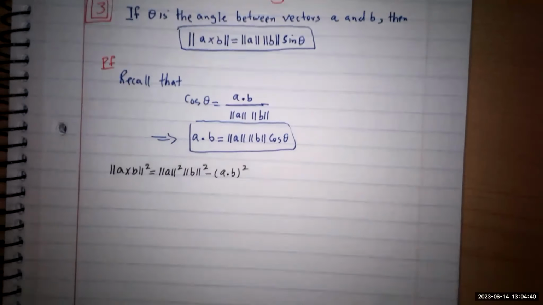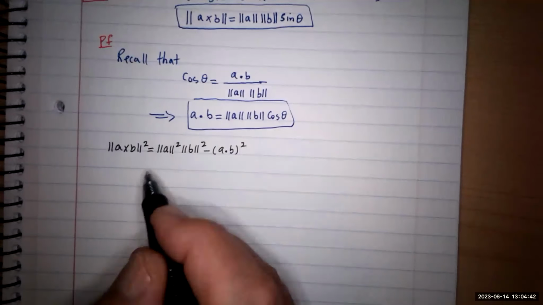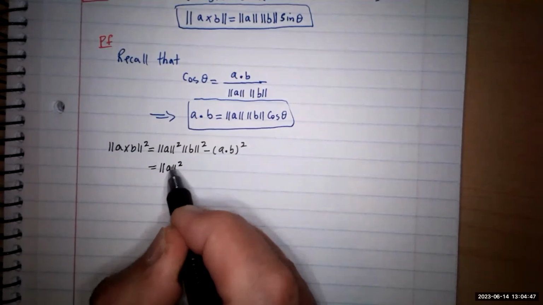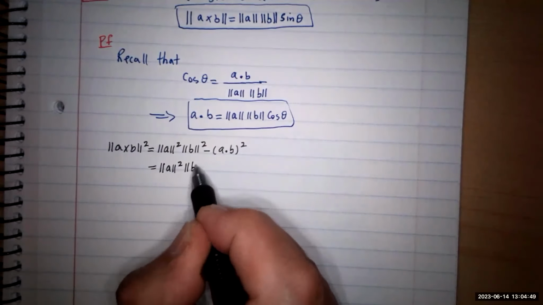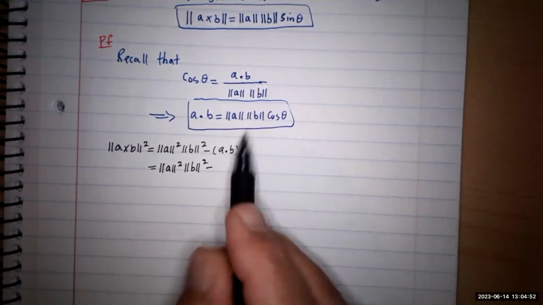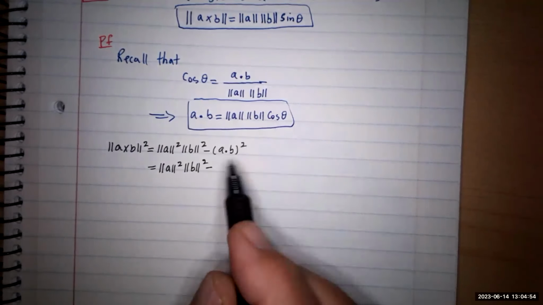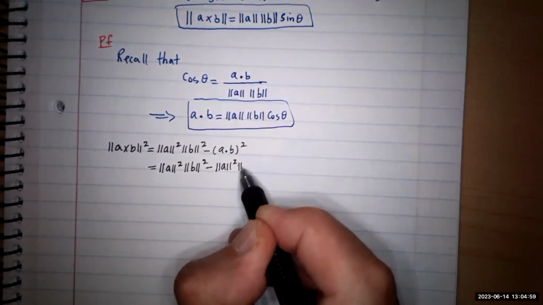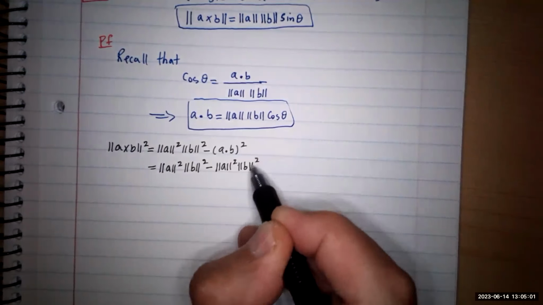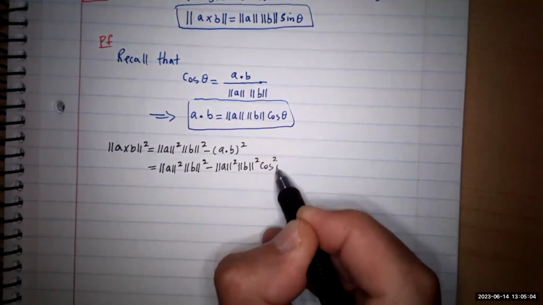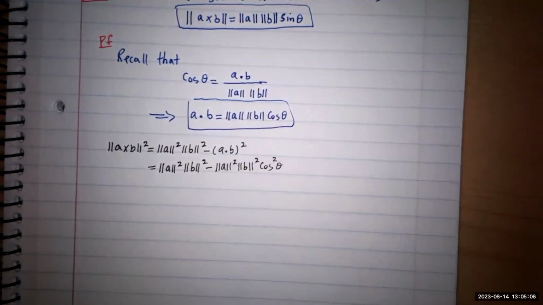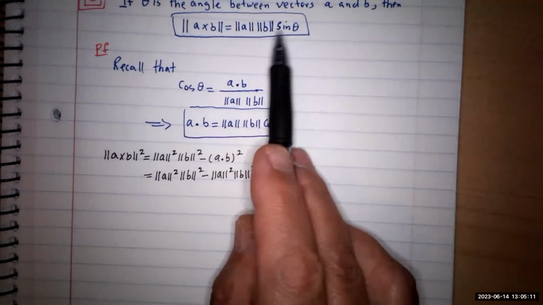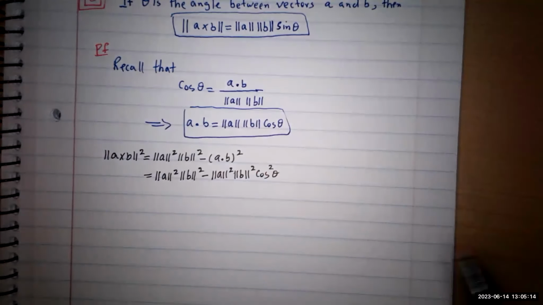Substitute. This is equal to norm of A squared, norm of B squared, minus norm of A squared, norm of B squared, cosine squared of theta. I square everything. Remember what you want. You want this one.